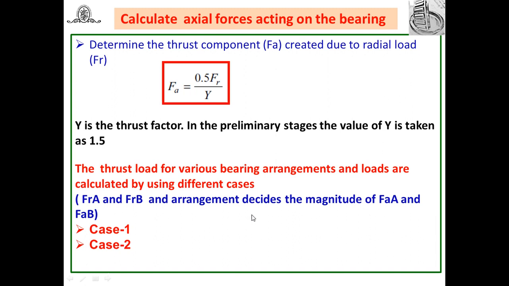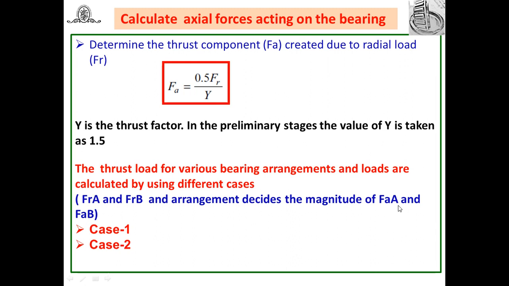Based on that, there are different cases that we have to take into account, and we have to use a different relation to find out the F axial component for bearing A and bearing B. As stated earlier, generally two taper roller bearings are used. We can't use a single taper roller bearing. Try to understand. That's why one bearing is A and the second bearing is B.